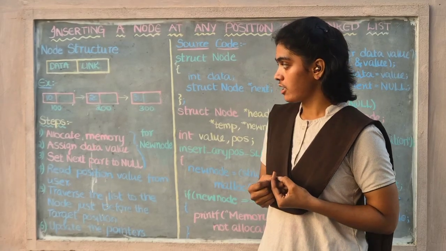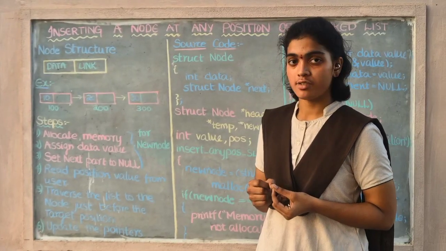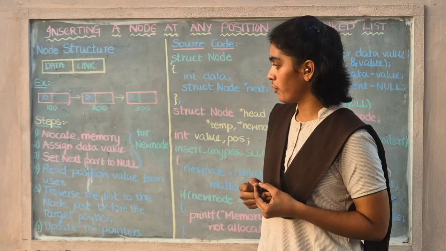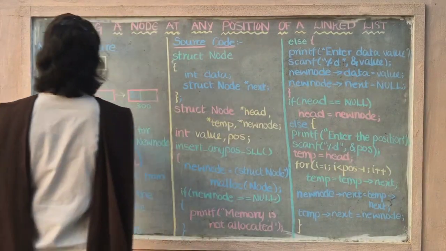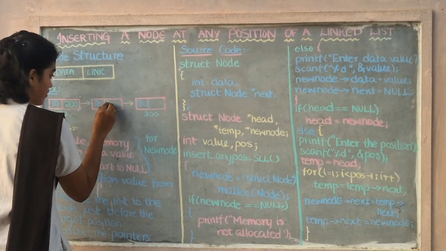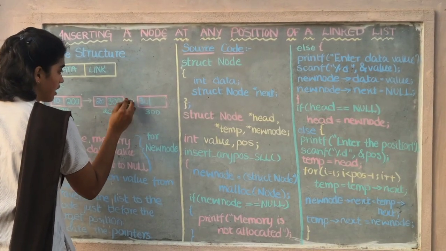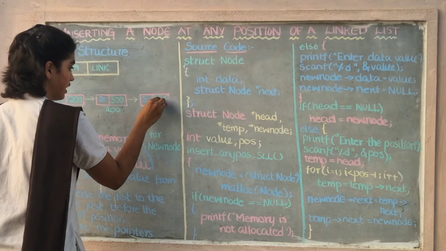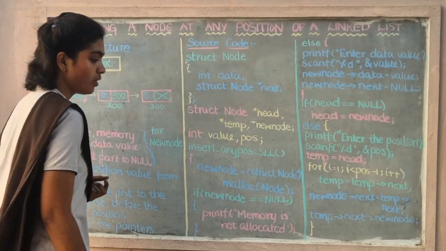While coming to the link parts, as we know, it stores the memory address of the next node in the sequence. Therefore, 200 should be written in the link part of the first node and 300 should be written in the link part of the second node. And while coming to the link part of the third node, it does not contain any value. Simply it points to null.